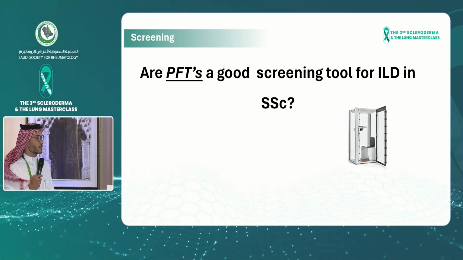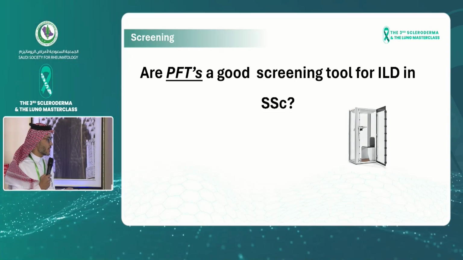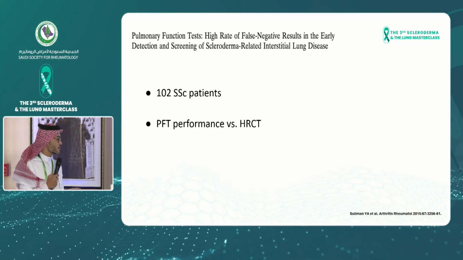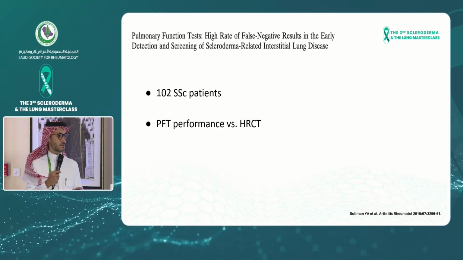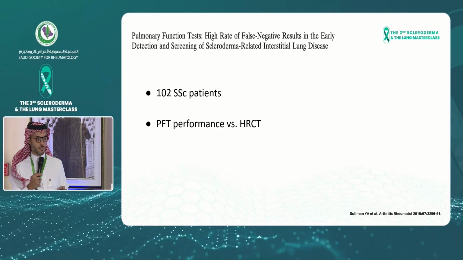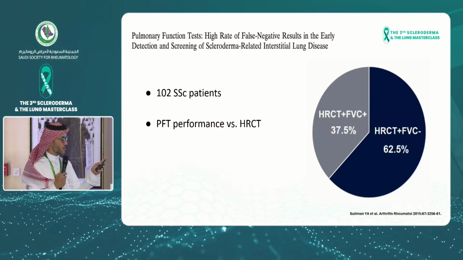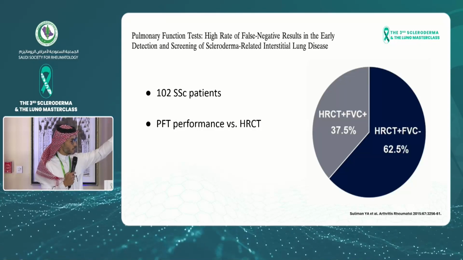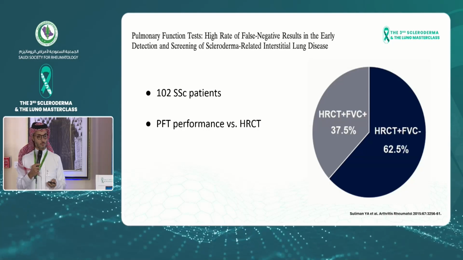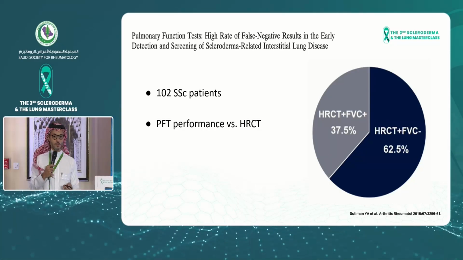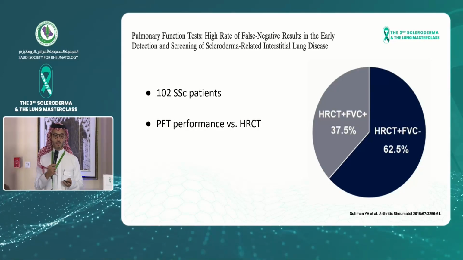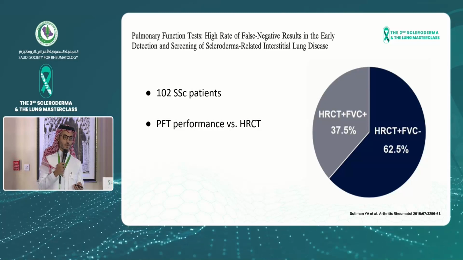Are PFTs a good screening tool for ILD in systemic sclerosis? I'm not going to go through the details because it's going to be covered in Dr. Rahma's talk. But in this prospective study of 102 patients with systemic sclerosis, all of them got HRCT and pulmonary function tests. Of the patients who had a positive HRCT, so all of those circled have ILD based on the HRCT, forced vital capacity was normal in 62% of the patients. So a very high false negative rate, up to 62%. You're going to miss around 62% if you rely only on pulmonary function tests.